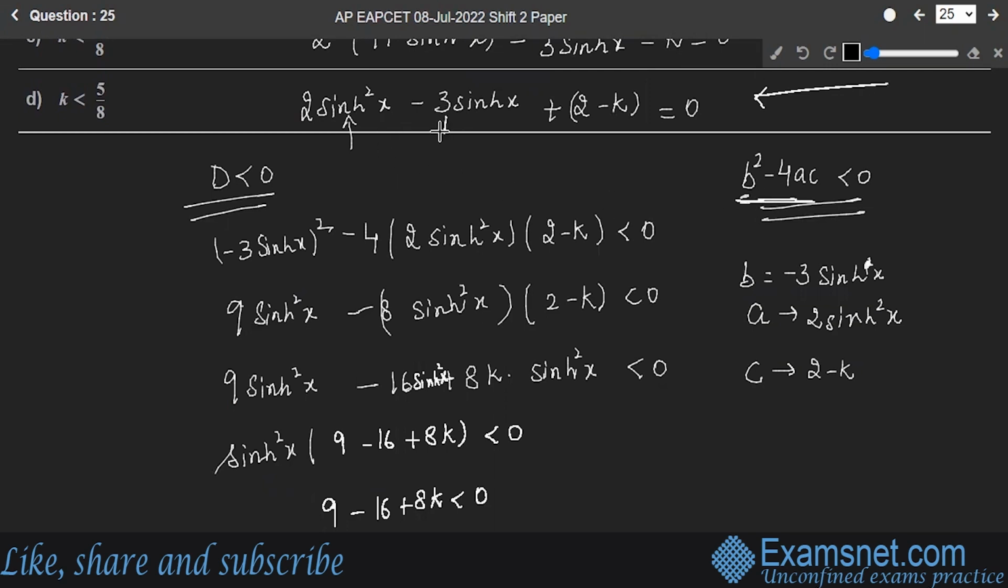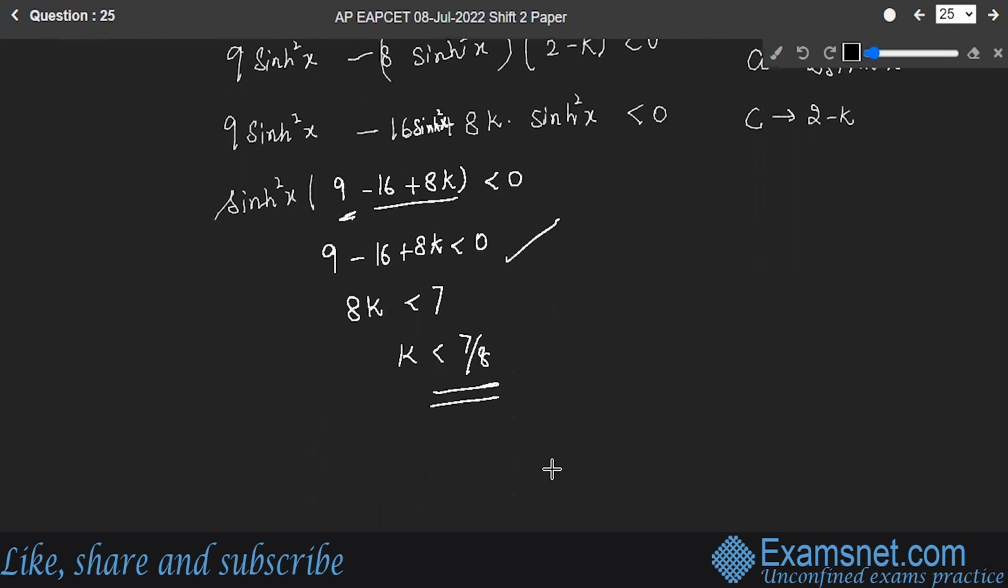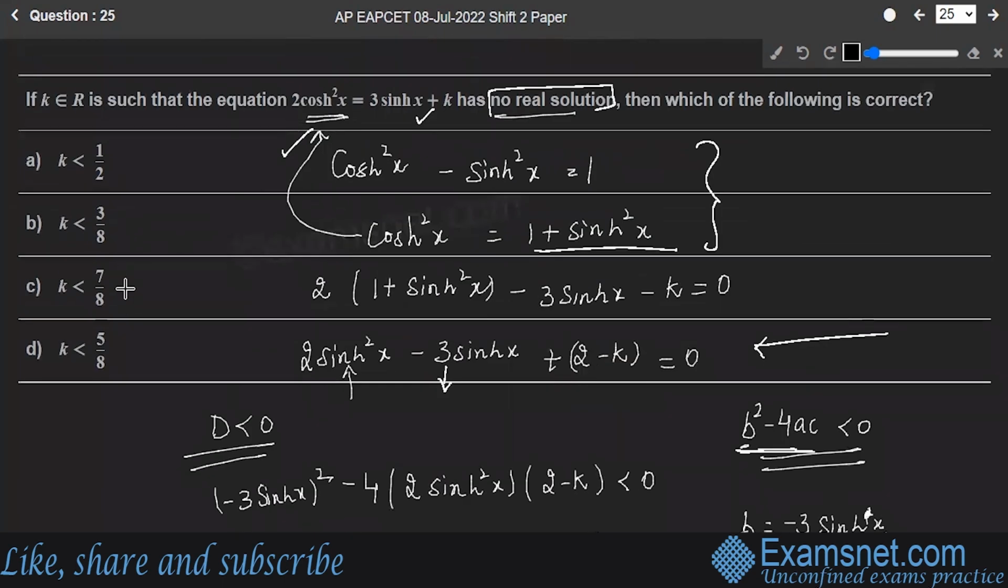So the discriminant is b square minus 4ac. b was actually equal to minus 3 sinh x. You can write it down, or even omit it, that's not a problem at all. If you don't want to use sinh x over here, that's absolutely okay, because we are considering it as a variable now. So b square can be taken as 9, since minus 3 square is 9. And minus 4ac will give you minus 16 plus 8k. So this has got to be less than 0, which on solving gives k less than 7 by 8, and this is our answer. Now let's check. We have option C as the correct answer.